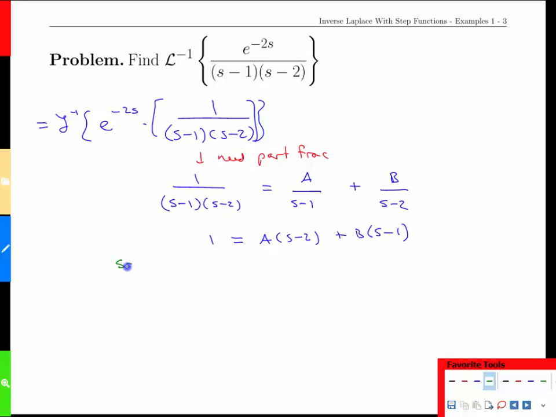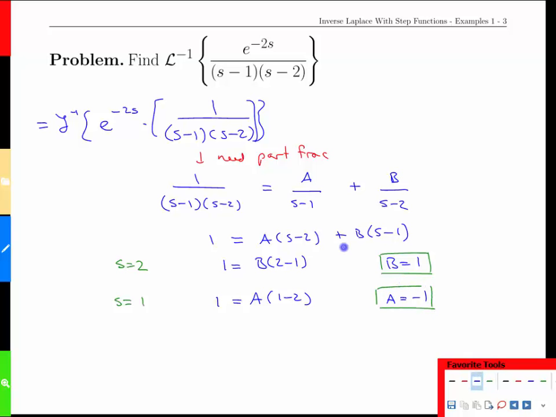We could sub in s equals 2, for example. That would make this term 0, so we'd simply have 1 equals b times 2 minus 1, or b equals 1. That's pretty nice. Alternatively, we could let s equal 1. That would make this term very simple, and we'd have 1 equals a times 1 minus 2, and so a would equal negative 1.